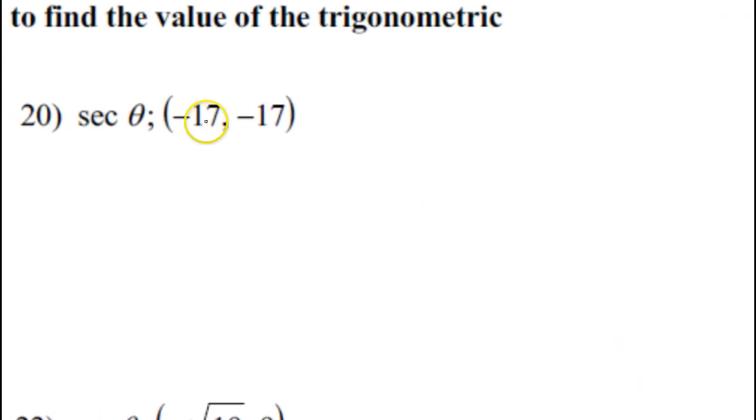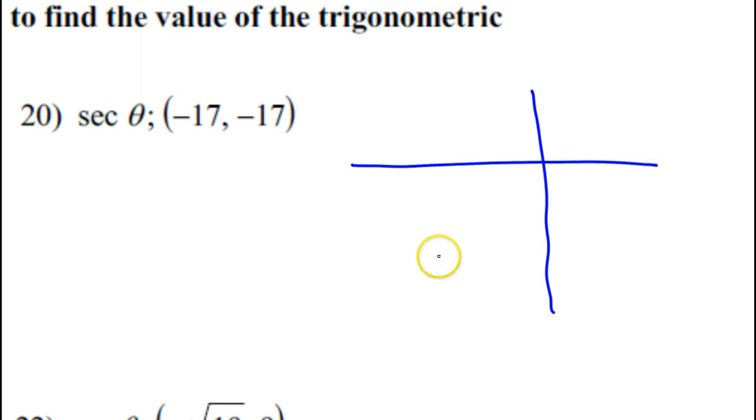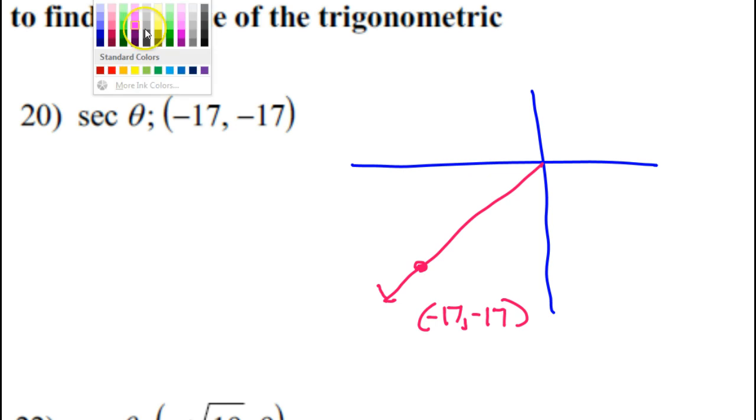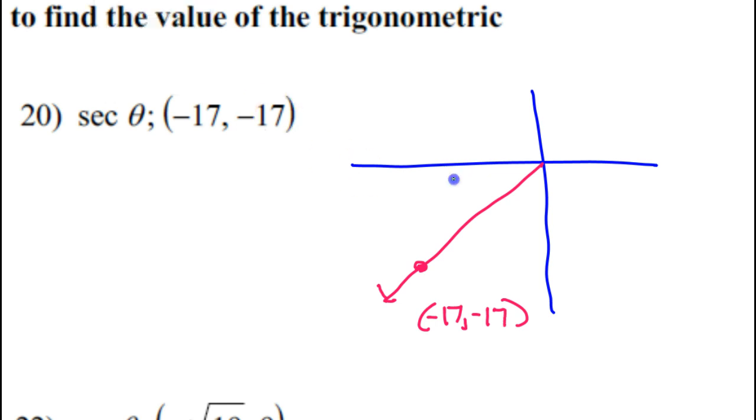Let's go again. So here we have negative 17 comma negative 17. Let's draw a sketch of that. Alright, so here's the point (-17, -17). So we're talking about an angle that goes through that point. Now, what we care about most of all is the reference angle. So the angle that I just drew, it almost doesn't matter what it is, but the reference angle is going to be 45 degrees.